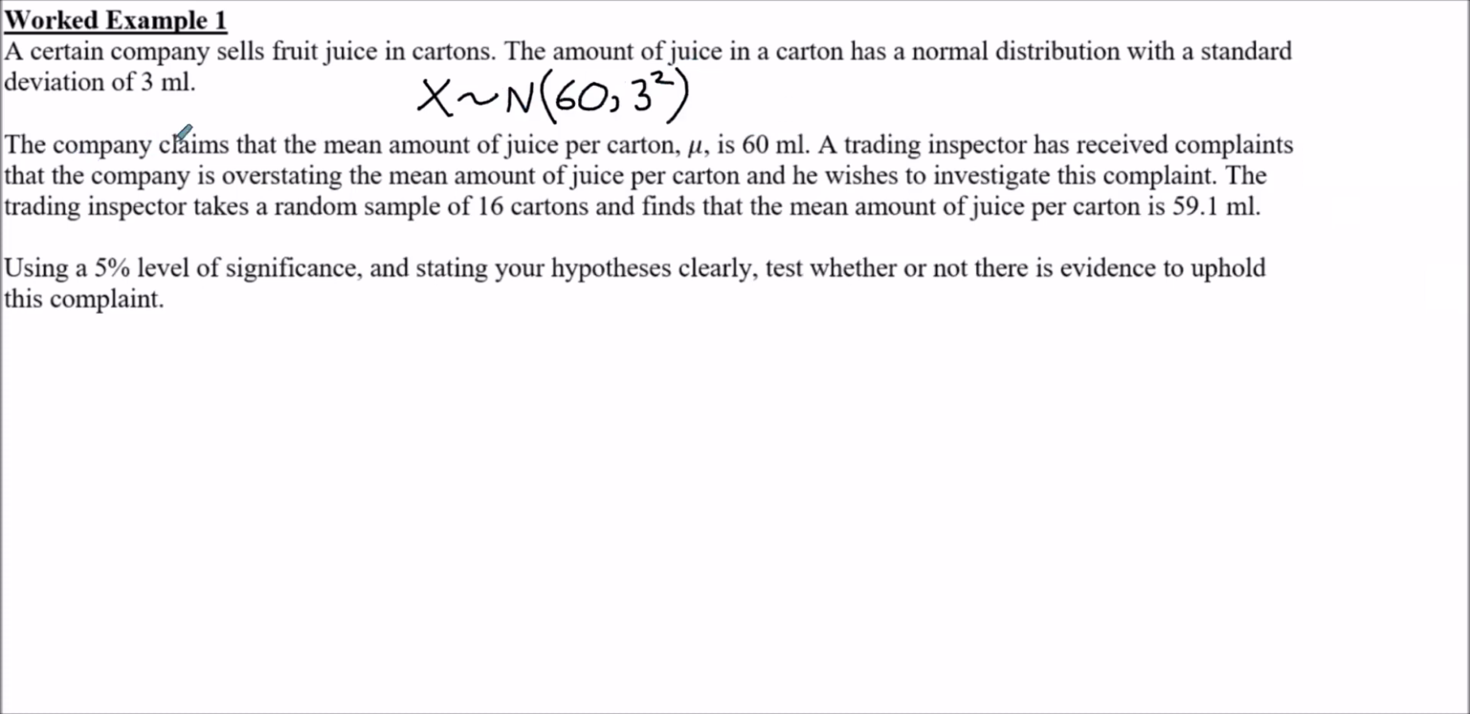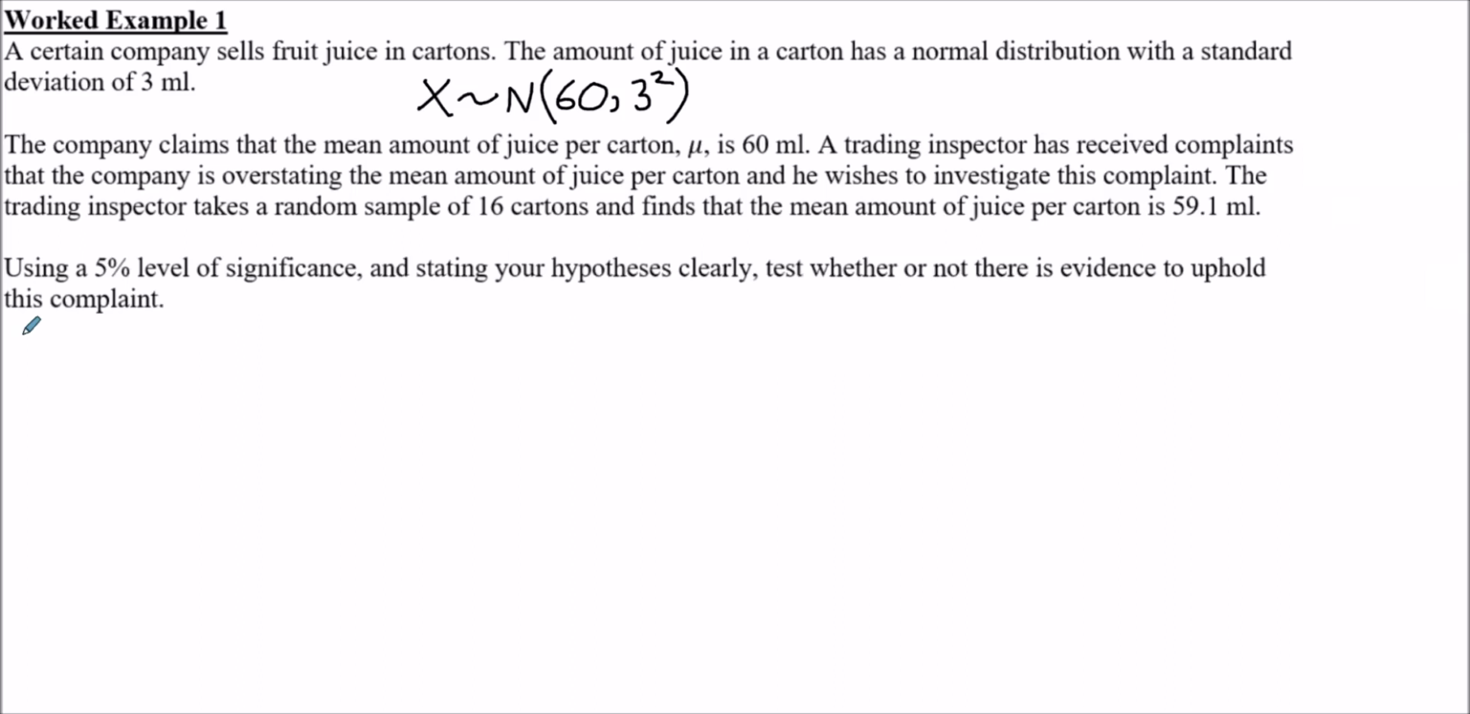So like I'm saying, the company claims that the mean amount of juice per carton is 60, but a trading inspector has received complaints that the company is overstating the mean amount of juice per carton, and he wishes to investigate this complaint. The trading inspector takes a random sample of 16 cartons and finds that the mean amount of juice per carton is 59.1 milliliters. Shock, horror, we might be being robbed of almost a milliliter of nutritious juice. We can't have this. Let's get on to trading standards. So, using a 5% level of significance and stating your hypotheses clearly, test whether or not there is evidence to uphold this complaint. So, are they skimming out some juice to save money, or are they not?